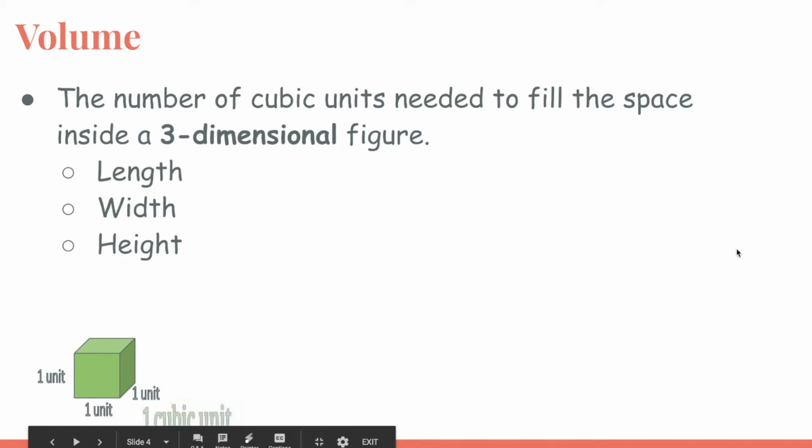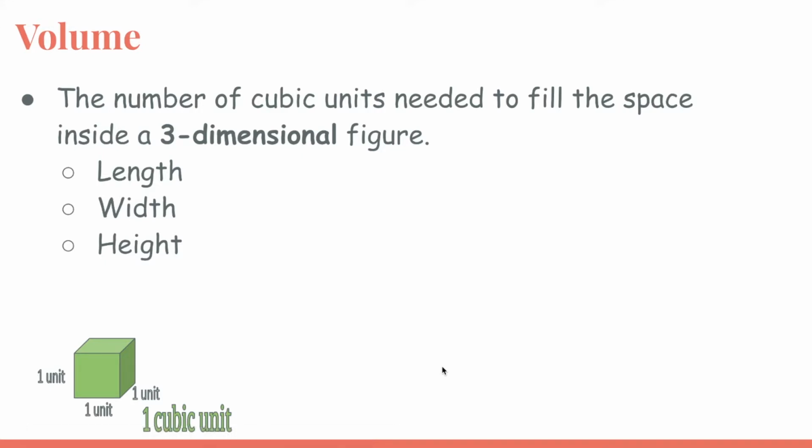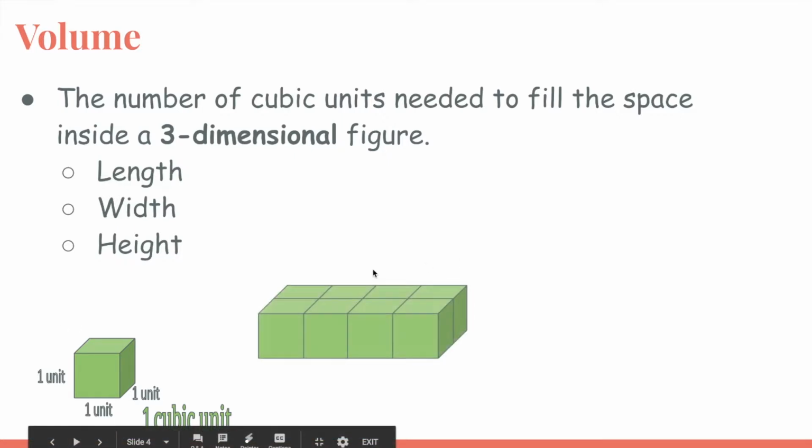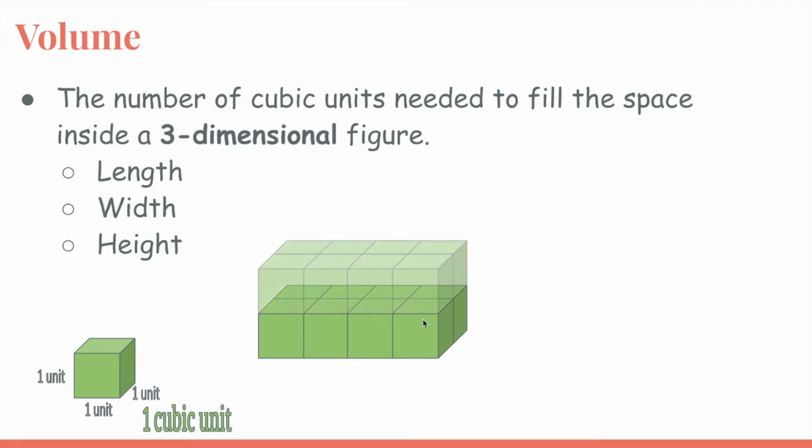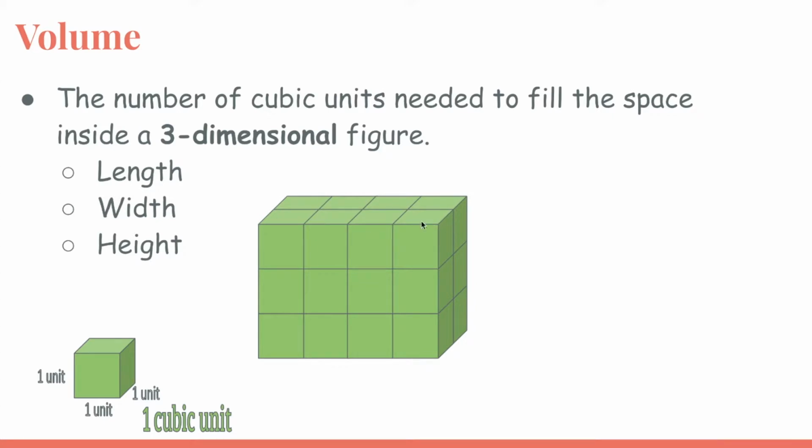Okay. So this would be 1 cubic unit. It's 1 cubic unit, remember, because it's in the shape of a cube. All right, 1 cubic unit. And so this figure right here is 1, 2, 3, 4, 5, 6, 7, 8 cubic units. All right, I added another layer, so that's another 8. So 16 cubic units, 24 cubic units.